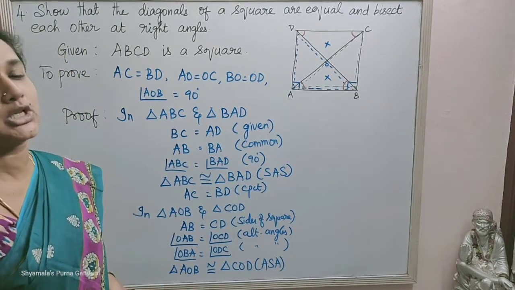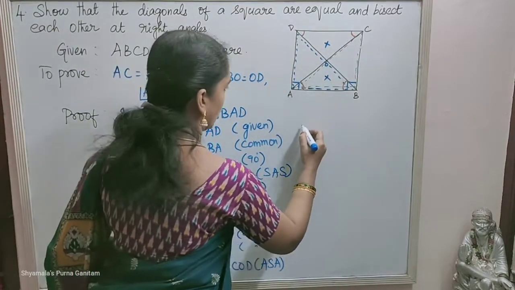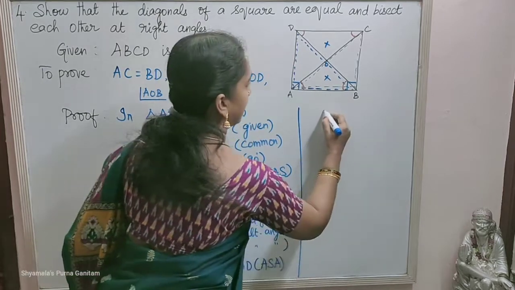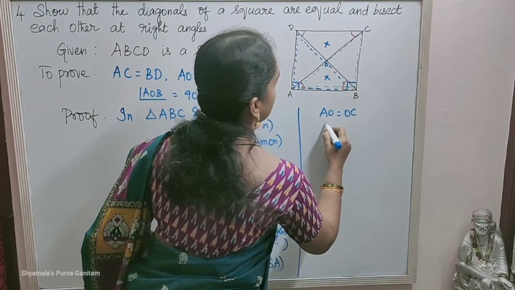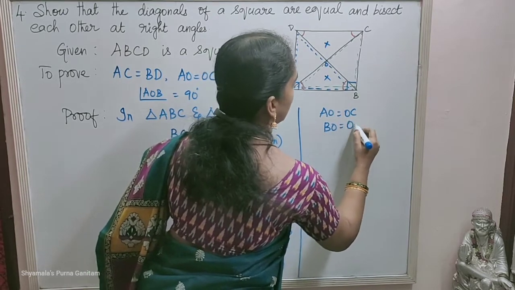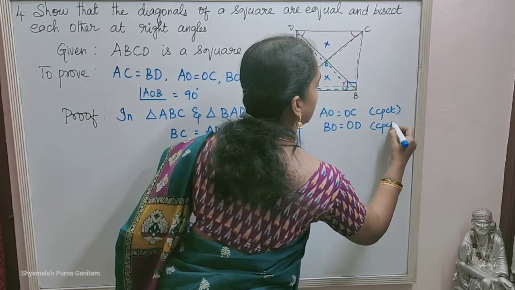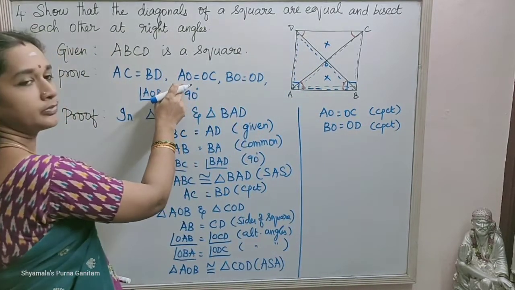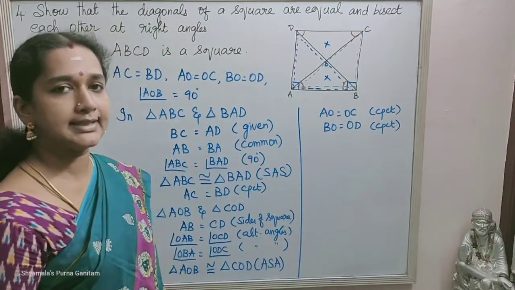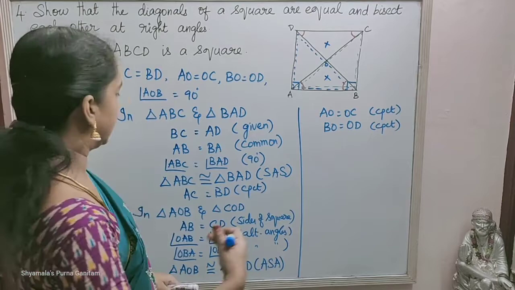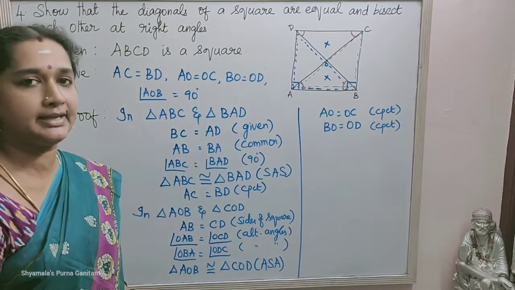Since these two triangles are congruent, we can say that AO is equal to OC and BO is equal to OD. This is by CPCT. So this is the second thing they asked us to prove: diagonals bisect each other. That we have proved. Then one more thing is there: angle AOB is 90 degrees.